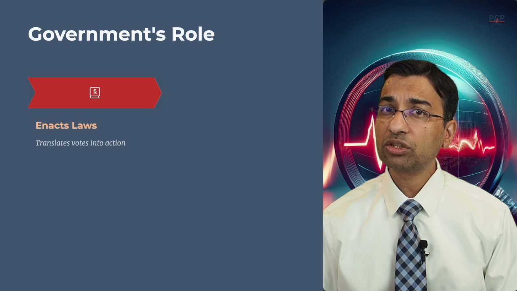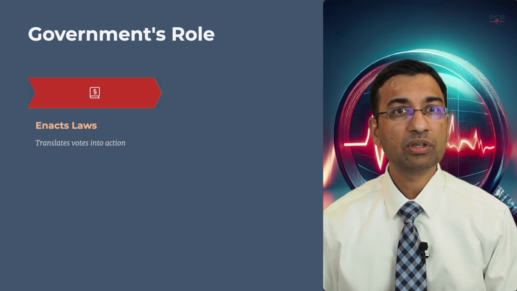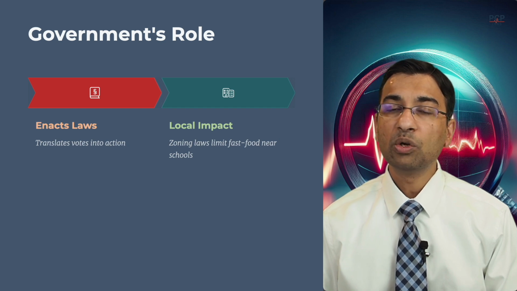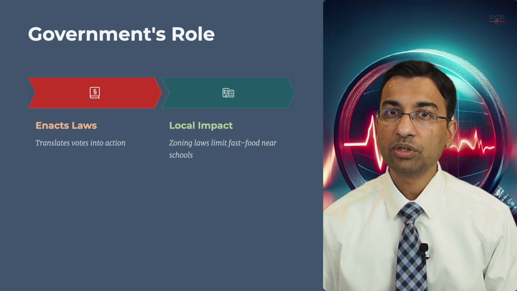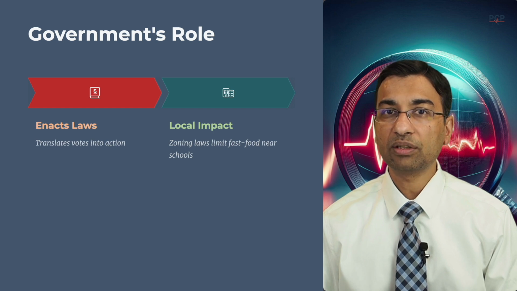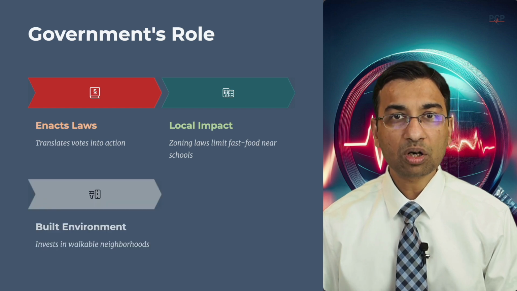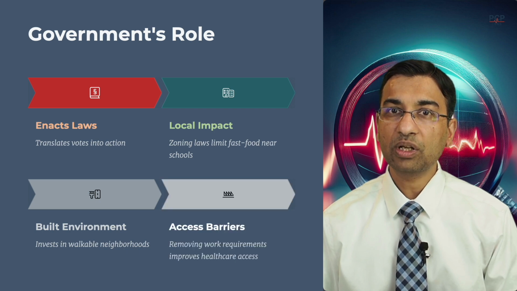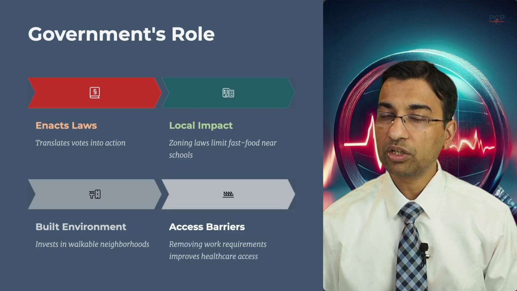The government enacts laws which essentially translate these votes into action. Examples might include zoning laws in a local area, which limit fast food restaurants near schools, which may then decrease childhood obesity. Or building an environment with walkable neighborhoods, allowing people to get exercise. Or removing barriers to access to healthcare, such as work requirements prior to getting insurance.